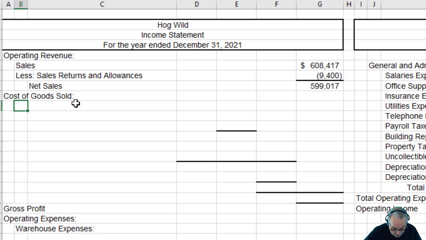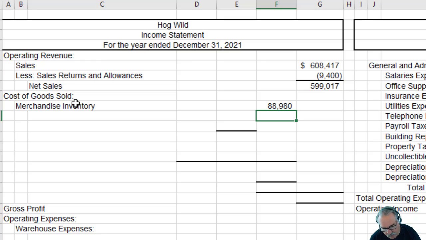Now, cost of goods sold. We are going to start with beginning merchandise inventory, $88,980.